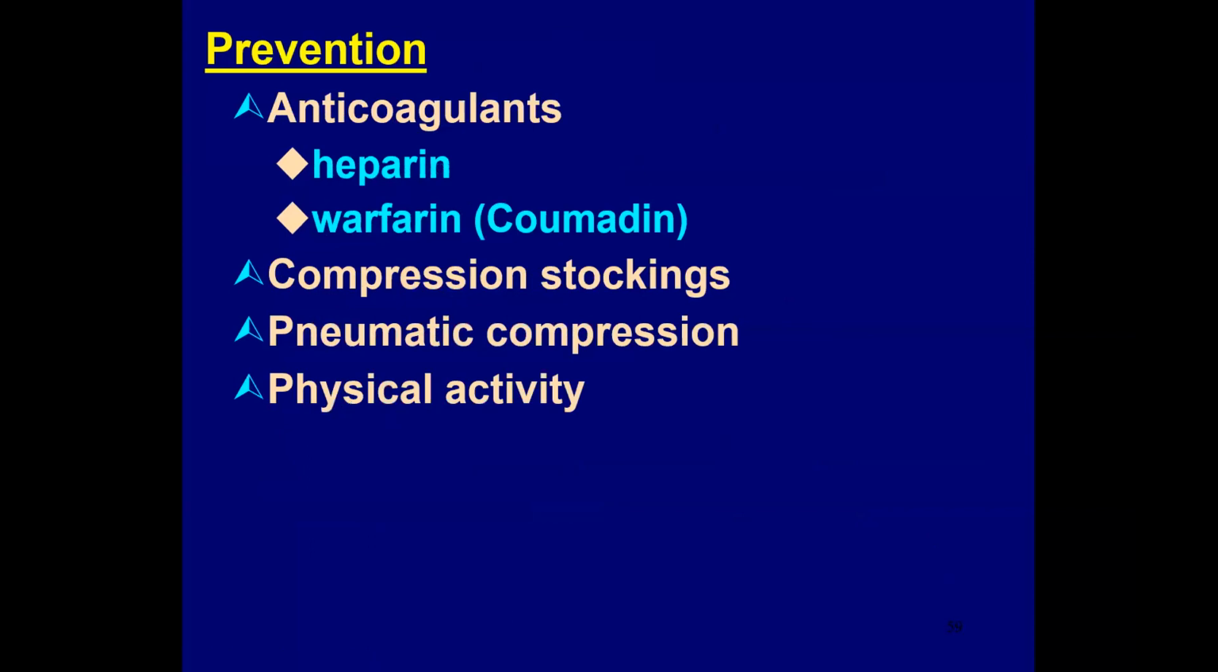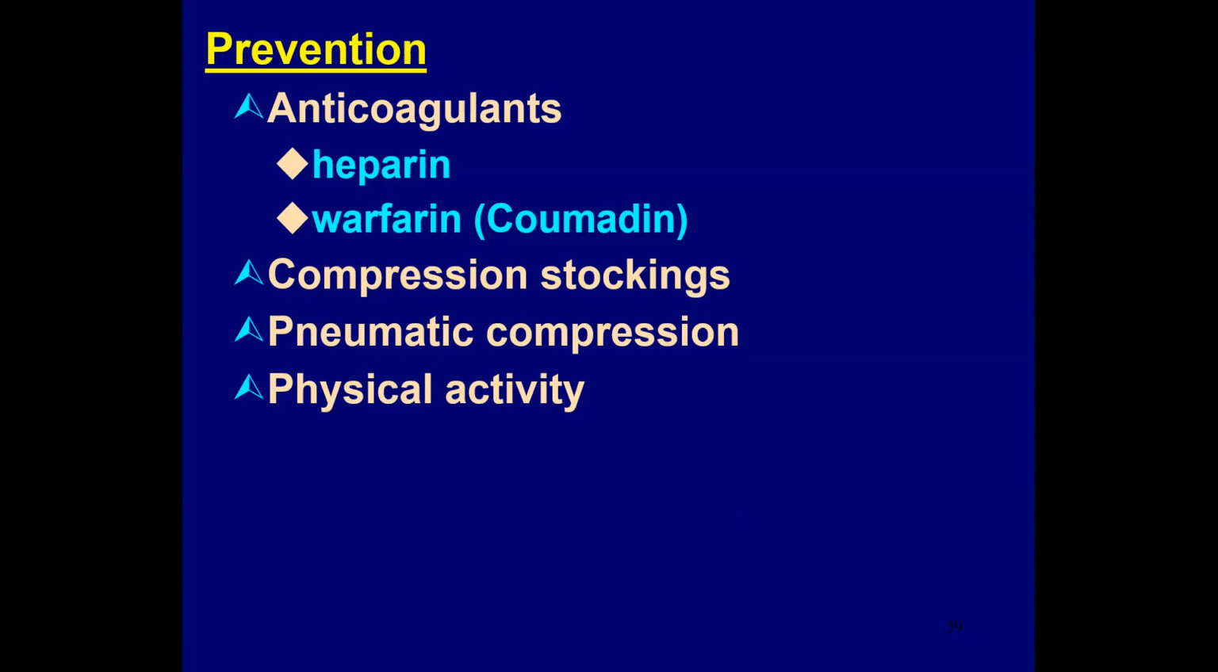So preventing pulmonary embolism, first, anticoagulants. The patient has, for instance, DVT. They need to be on heparin or on warfarin, also known as Coumadin. Coumadin is the drug of choice because it's taken orally.